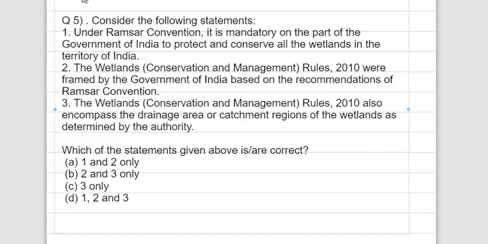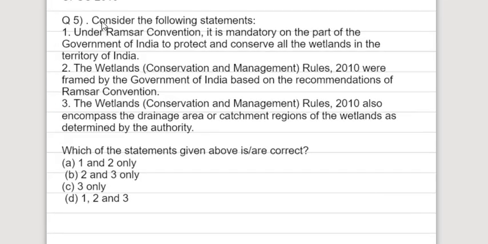See this question, asked in UPSC 2019. Consider the following statements. One: Under the Ramsar Convention, it is mandatory on the part of the Government of India to protect and conserve all the wetlands in the territory of India. Two: The Wetlands Conservation and Management Rules 2010 were framed by the Government of India based on the recommendations of the Ramsar Convention. Three: The Wetlands Conservation and Management Rules 2010 also encompass the drainage area or the catchment regions of the wetlands as determined by the authority. You have to choose the correct statement.